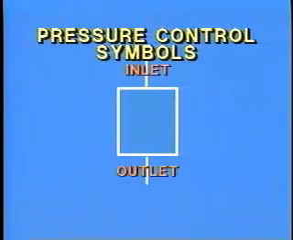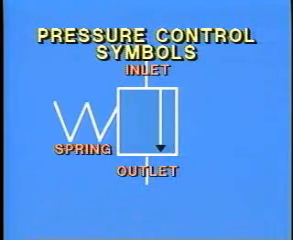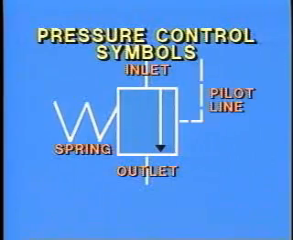The basic pressure control symbol is a square, which is called an envelope, with external port connections and an arrow inside to show the oil passage and direction of flow. Usually this type of valve operates by balancing the oil pressure against a spring. So a spring is shown on one side of the symbol and a pilot pressure line on the other side.